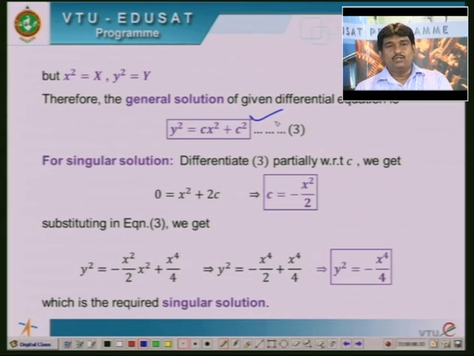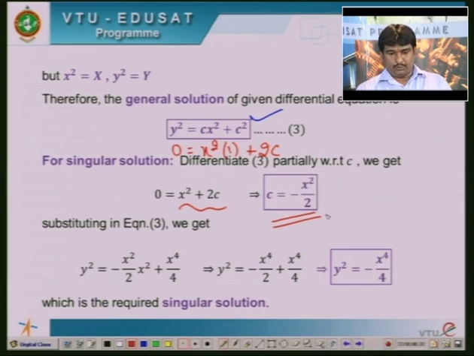Now we have to differentiate 3 with respect to c to get the singular solution. Derivative of y is 0, x square is constant, derivative of c is 1 plus derivative of c square is 2c. So we get 0 equals x square plus 2c. So which makes it minus x square by 2. So c is minus x square by 2.